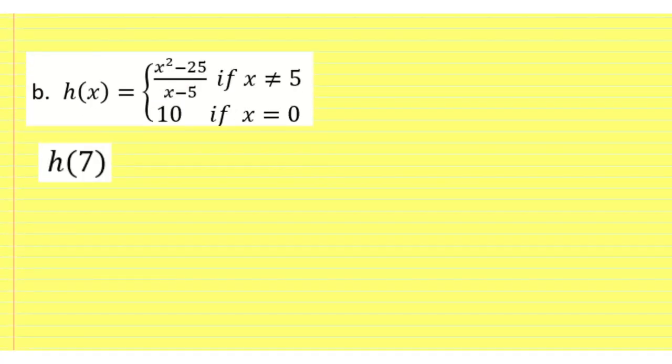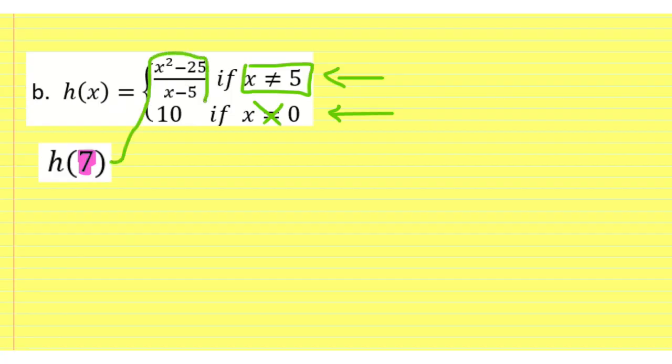Okay, so we now have a new function to consider. My value is 7, and I need to consider, does it meet this restriction, or does it meet this one? So does 7 not equal 5, or does 7 equal 0? Well, it definitely does not equal 0, so it would qualify for this piece of the function because it does not equal 5. So that means I'm going to put my 7 into this piece of the piecewise function.